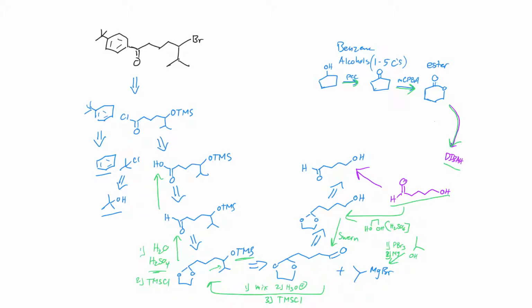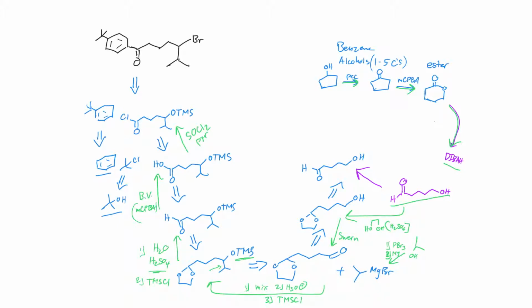I could just oxidize this with Jones reagent, or I could use the Baeyer-Villiger, which MCPBA will do the job. And then I can turn the carboxylic acid into the acid chloride with SOCl2 and pyridine.